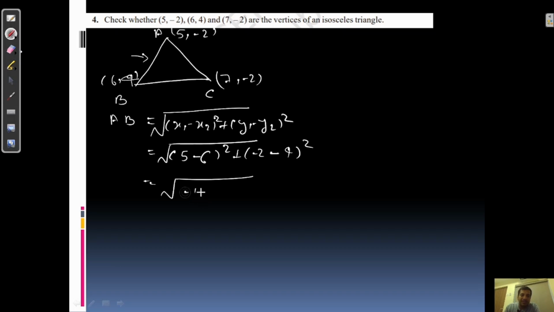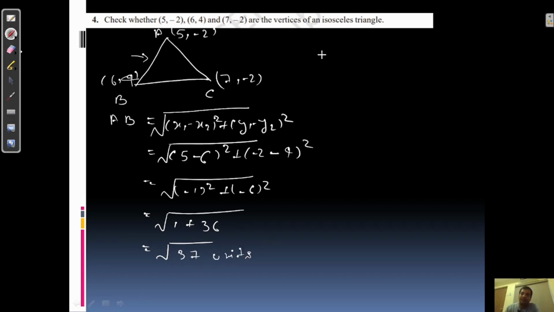5 minus 6 is minus 1, square of minus 1 plus minus 2 minus 4 is minus 6. Negative number I will always keep in bracket. When I am solving it, minus 1 square is 1, minus 6 square is 36. So it will come root of 37. Don't forget to write units.